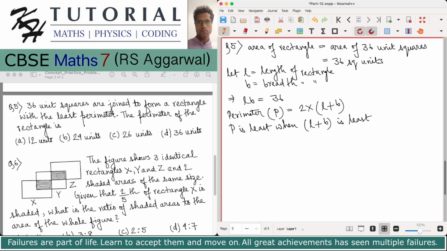One more thing, we can also solve it in this way. LB is equal to 36. Now 36 can be expressed as 9 multiplied by 4 or 12 multiplied by 3. It can be 6 multiplied by 6. So these are the possible ways 36 can be expressed as the product of two natural numbers. It can be 9 into 4, or 12 into 3, or 6 into 6, or 18 multiplied by 2.